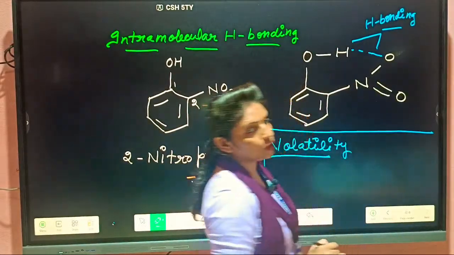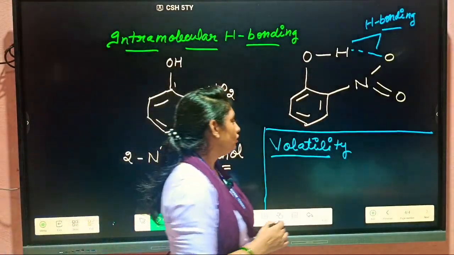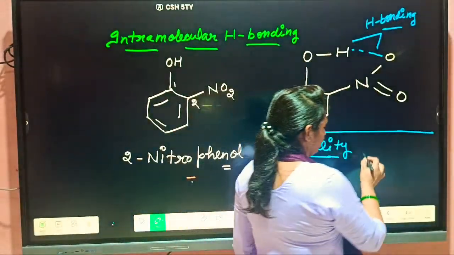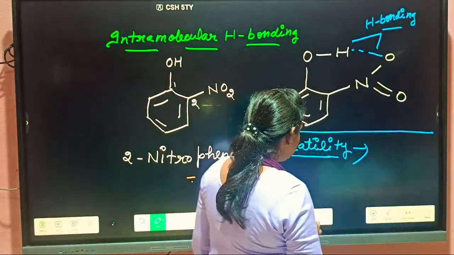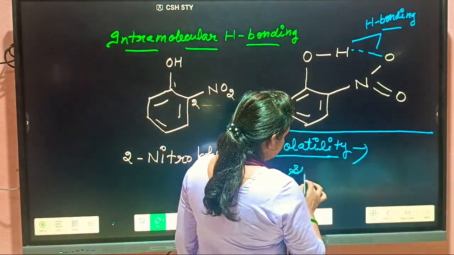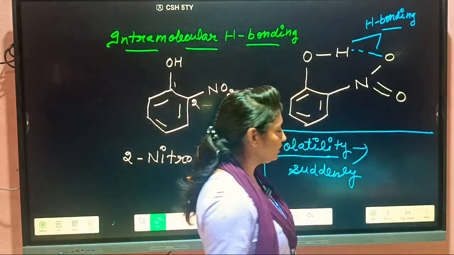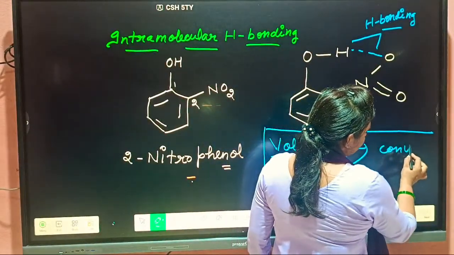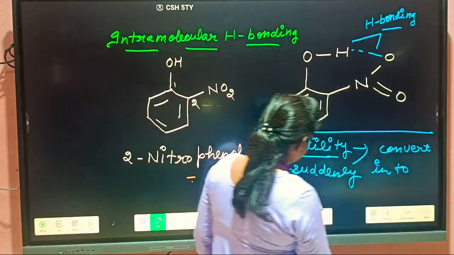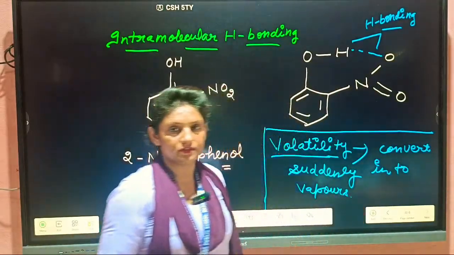Now, if we talk about properties of the hydrogen bond, the first one is volatility. What do you mean by volatile? Volatile means the substances which can suddenly convert into vapors are known as volatile substances.